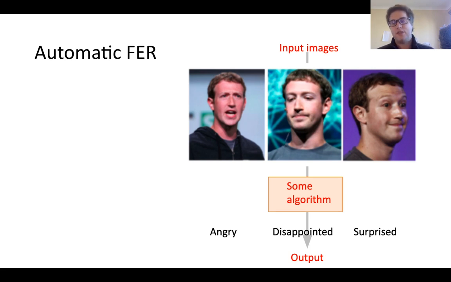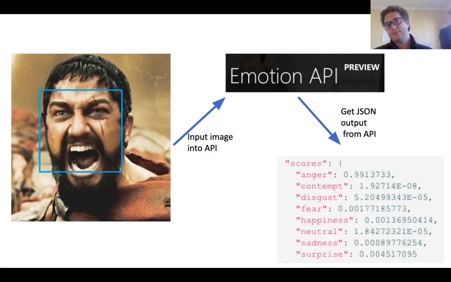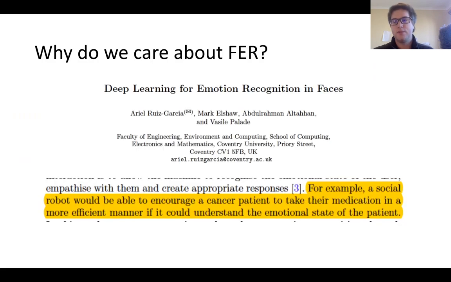So what is automatic facial emotion recognition? Well, let's say we have a system for which we can input some images into some algorithm, and the output of the algorithm is the emotion that's being expressed. So, for example, angry, disappointed, or surprised. Here's an example of inputting an image into Microsoft's Emotion API. And you can actually go to the website and try it out for yourself. You can upload an image and it will return a JSON output containing the scores for the various possible emotions.